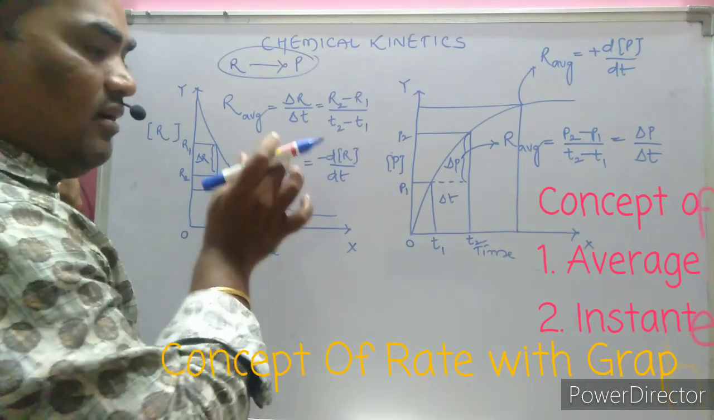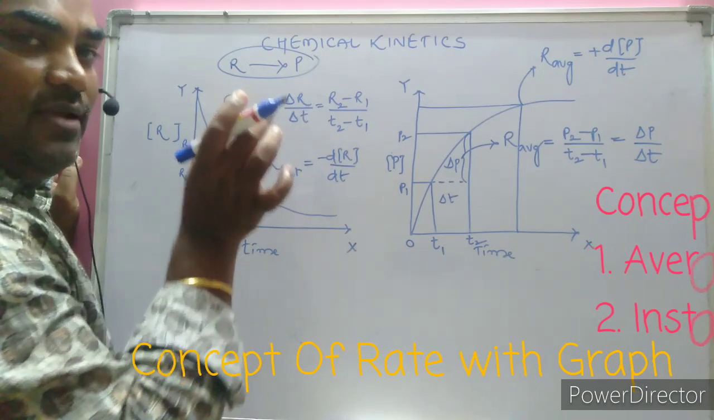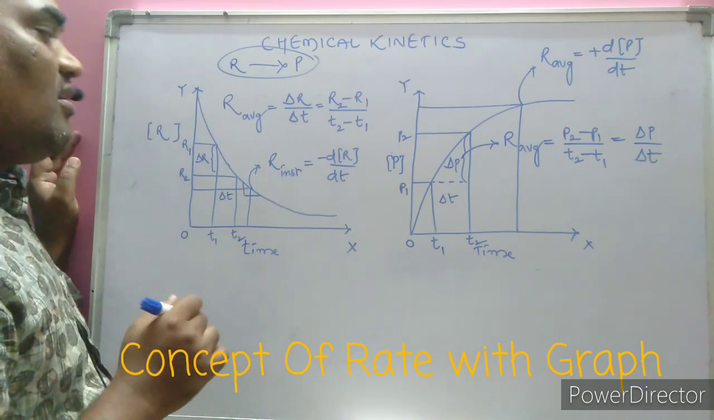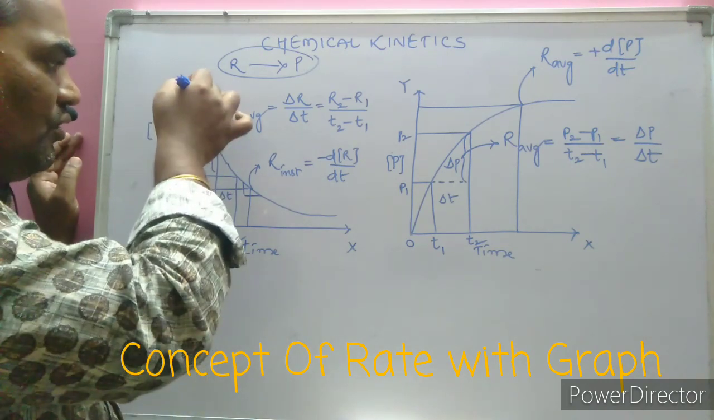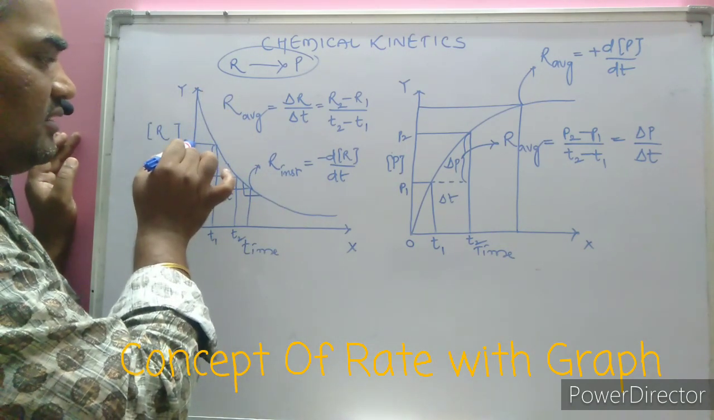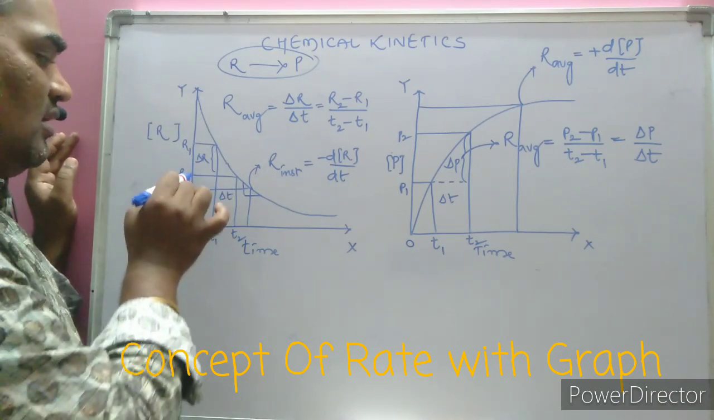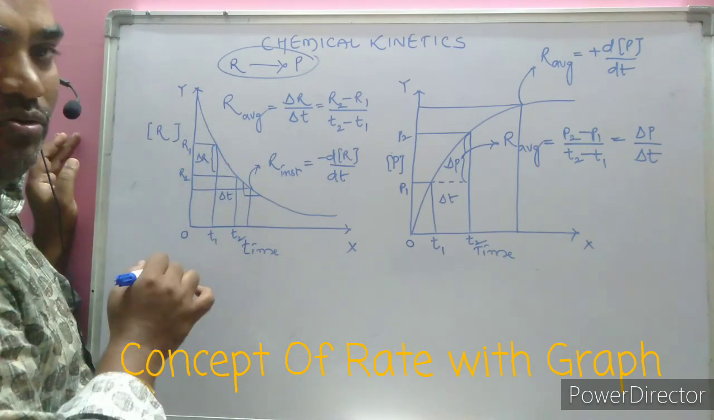Now, here I want to express what the types of rates there are. One is the average rate, another one is the instantaneous rate. During the progress of this reaction, at this instant I consider as R1, the concentration of the reactant at the first, and the second concentration at T1 and T2.